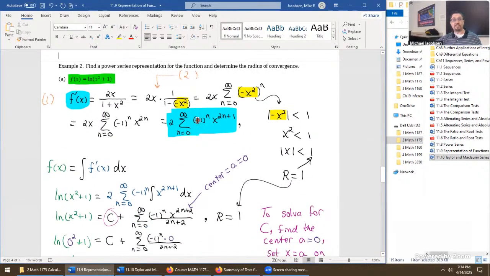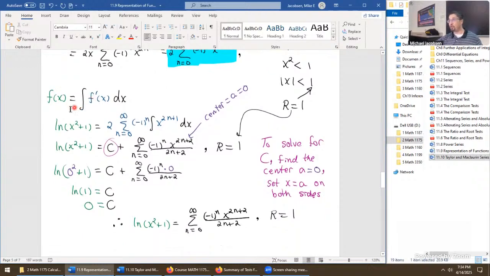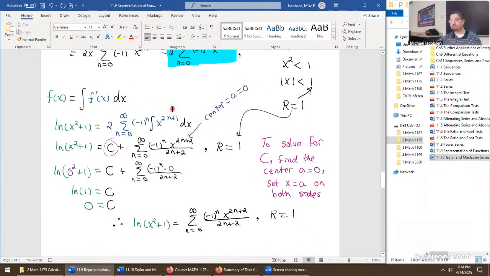So f prime of x is represented this way, but if we integrate, we relate f of x to its derivative. So f of x was natural log of x squared plus 1, the thing we wanted the power series representation for, and we have one on the right, we just had to integrate. But this is a normal kind of integration. 2x to the power 2n plus 1 becomes 2n plus 2, divide by 2n plus 2, and that took us to this step here. We solved for the constant, that's the work below, but then we jump down to this statement. The Maclaurin series representation of natural log of x squared plus 1 is all of this stuff, radius of convergence 1.